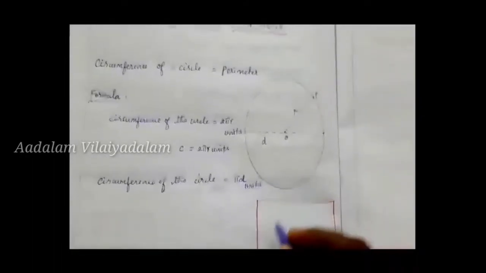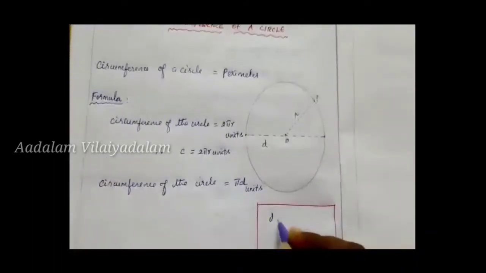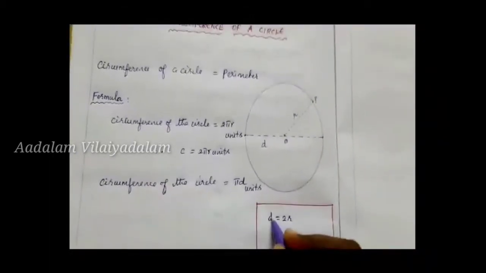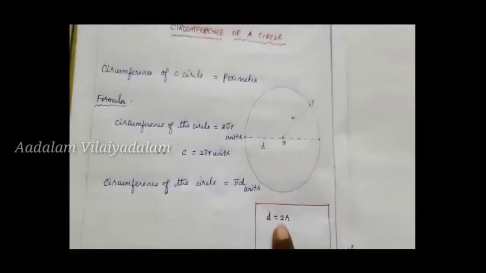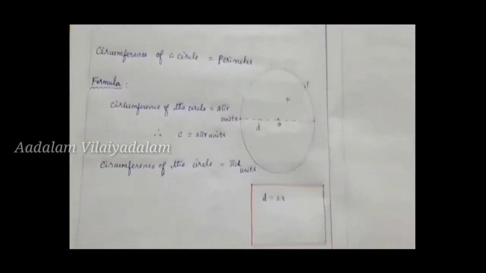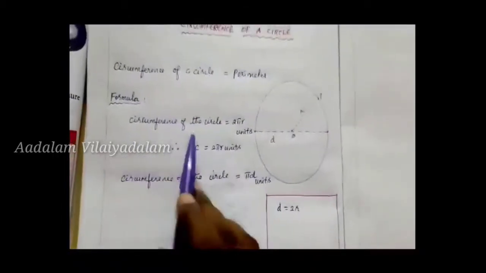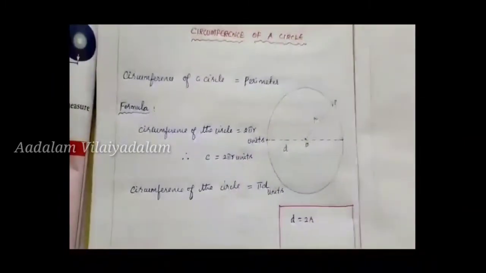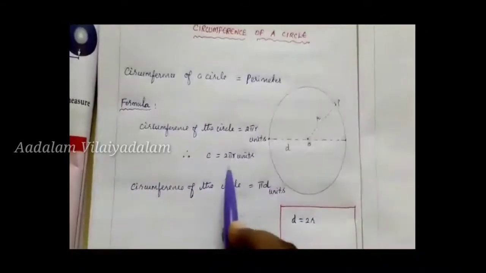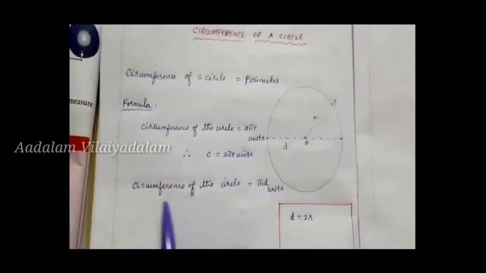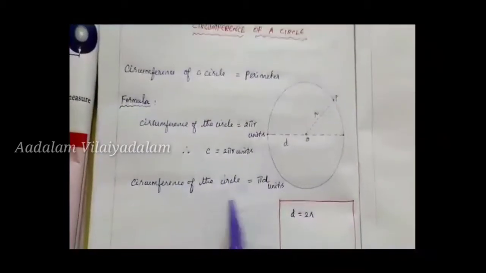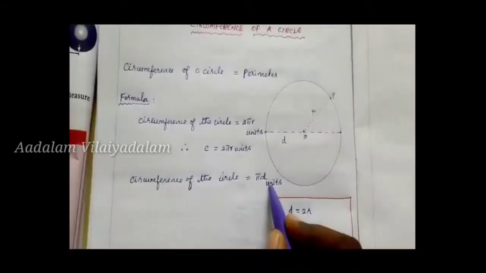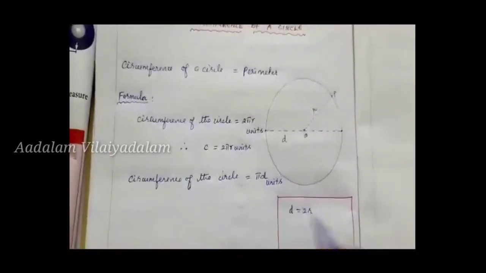So here we can remember the keyword. The diameter is equal to 2 times the radius, or 2 times the radius is equal to the diameter. Here, to find the circumference of the circle, we have a formula, that is 2 pi r units. So we can write C equal to 2 pi r units. In other words, using the diameter, when the diameter is given, we can use this formula, pi d units.